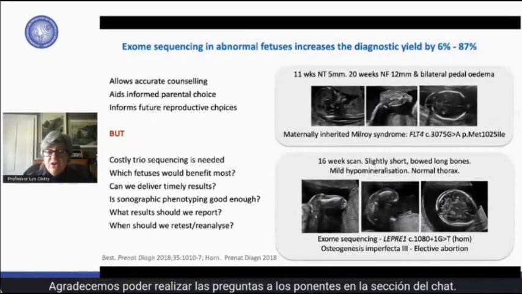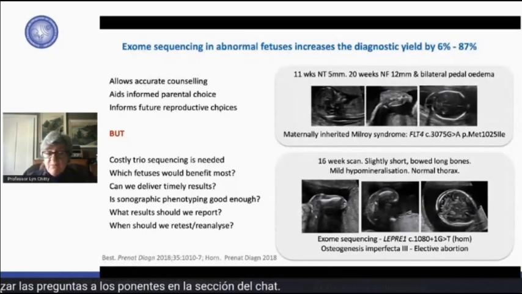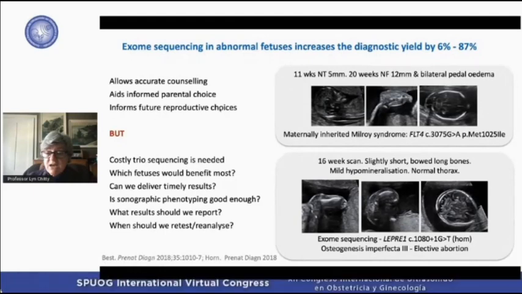So we need to know which fetuses will benefit most. Can we deliver timely results? Because postnatal sequencing in children takes many months to get the results. And in pregnancy, we need to get the results in 2 or 3 weeks. We also have to think about whether our sonographic phenotyping is good enough, and what results we should report and when we should reanalyse or retest.